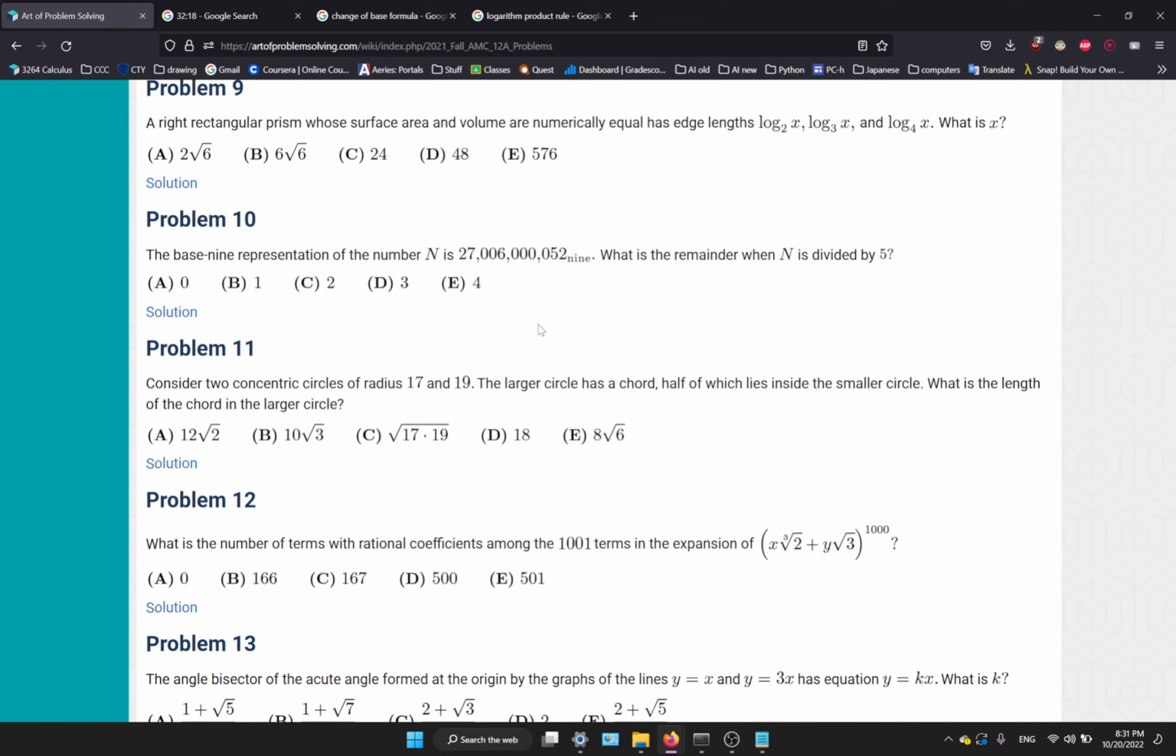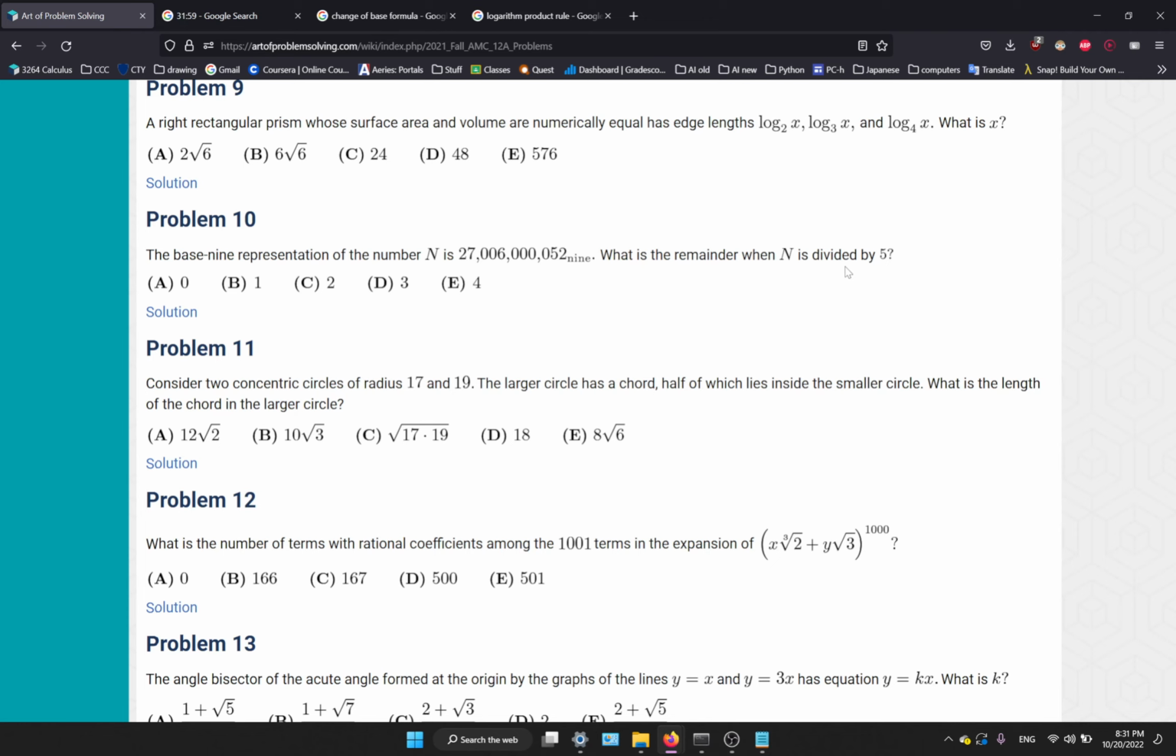The base 9 representation of the number n is 27 million. What is the remainder when n is divided by 5? What's base 9?